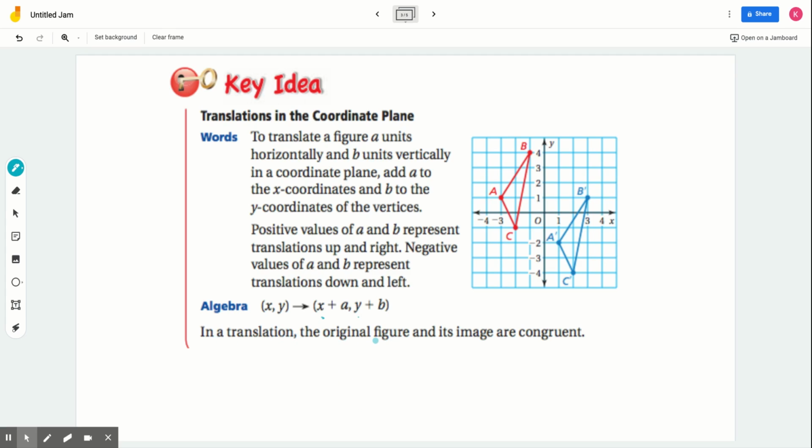In a translation, the original figure and its image are congruent. And remember, that means the same. So the two figures are the same. We also note that we label the vertices or the corners with the same letter, but there's a little tick mark or an apostrophe looking item that marks them to be the image. So that's the final image. And we call that prime. So these are labeled A, B, and C. And here these are labeled A prime, B prime, and C prime.